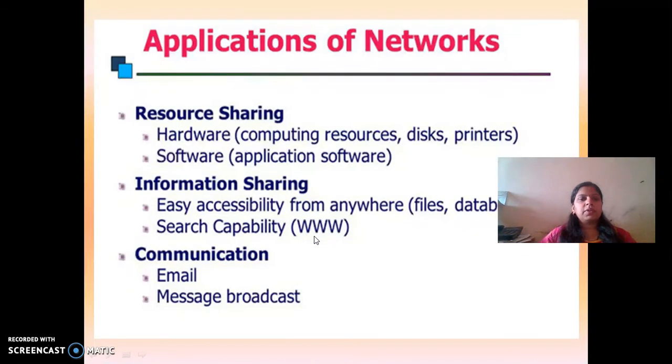And then next, applications of network. As we have seen, resource sharing can be hardware and software. Hardware, like computing resources, disks and printers. Software, all the application software we are sharing. Information sharing is easy accessibility from anywhere. So I can access any file which is located somewhere, and I can easily access the files or the database. Search capability: through the help of the World Wide Web, I can search any information whatever I want to have.